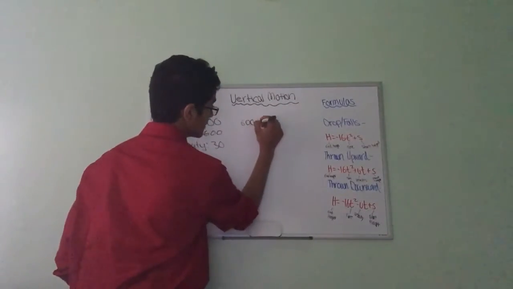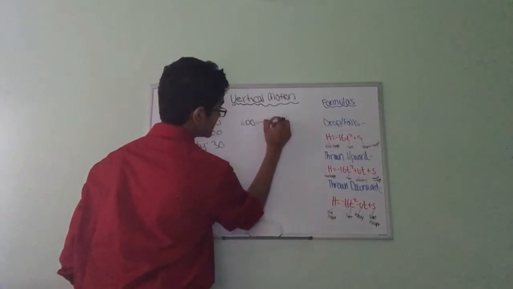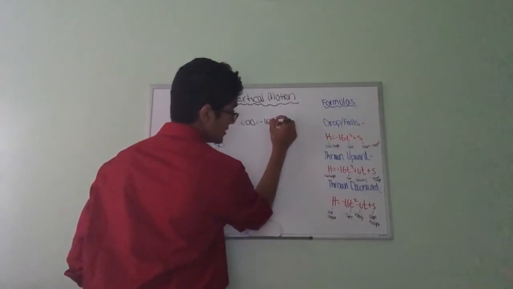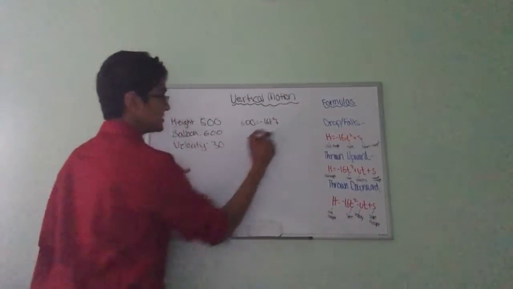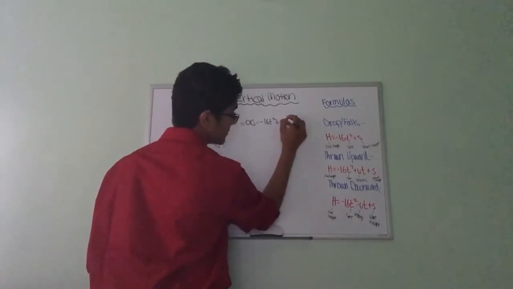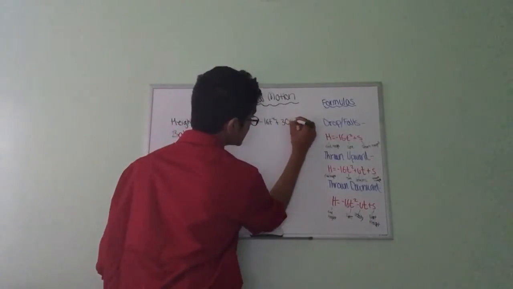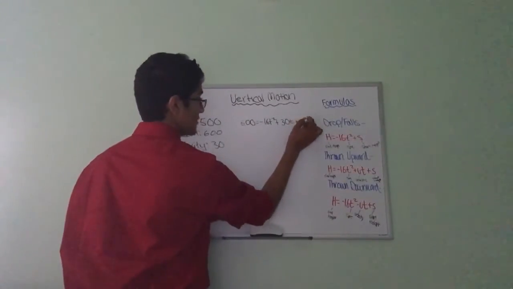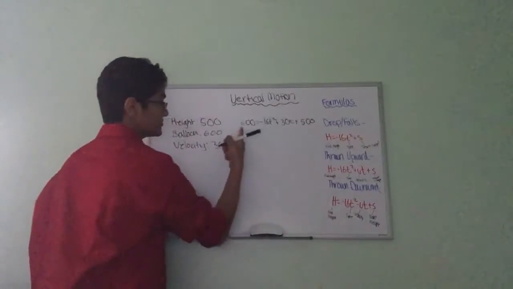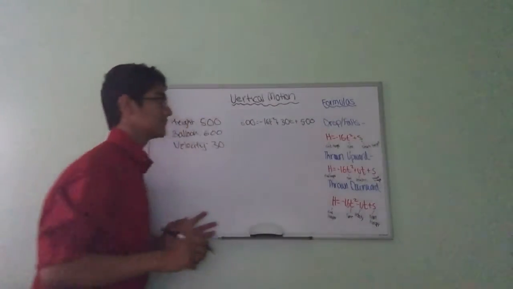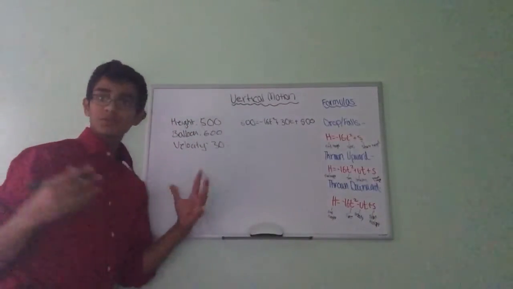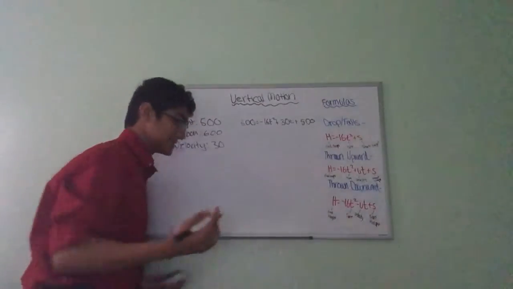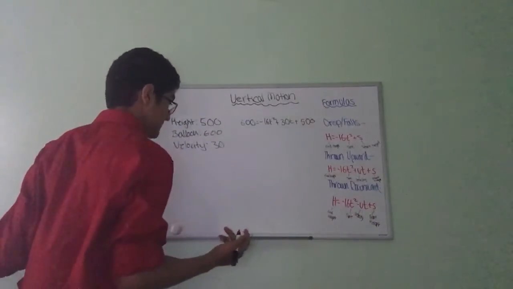600 equals -16t squared plus your velocity, 30t, plus your start height of 500. Again, you just move the 600 over and solve the quadratic. Let me draw this out and visually explain why you would get two positive answers.